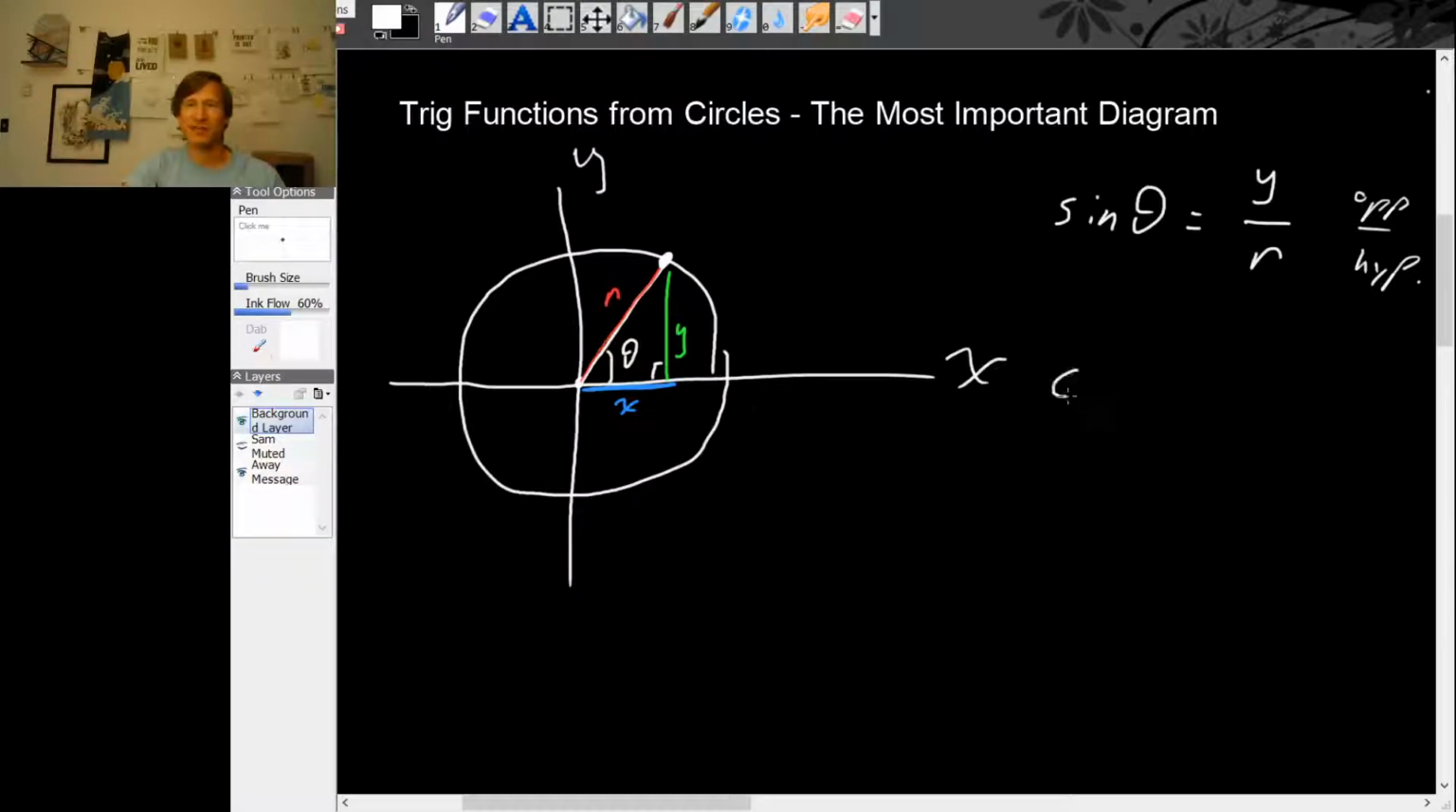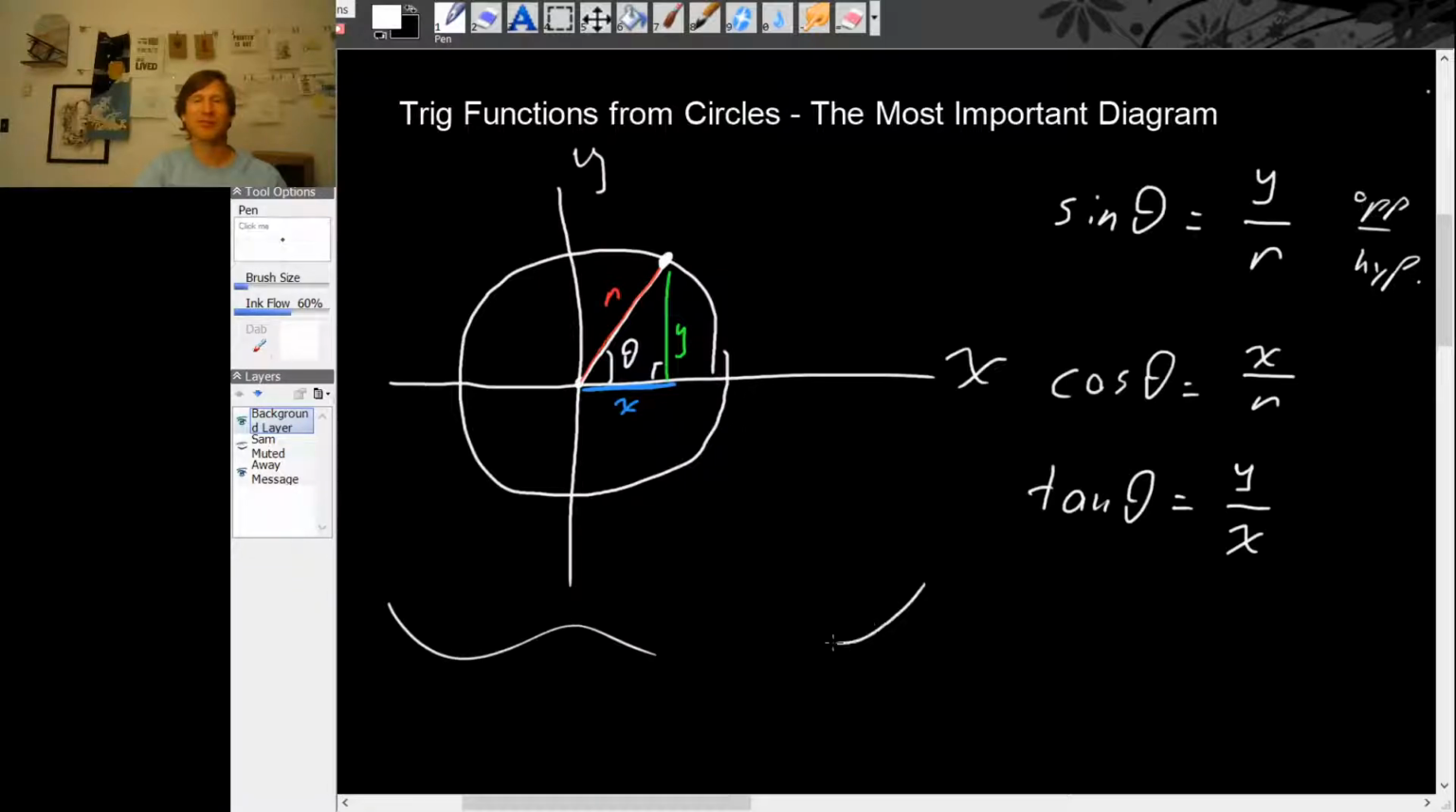Just to define at least two of the other trig functions, cosine theta is the x-coordinate over r, and tangent theta is the y-coordinate over the x-coordinate. All right, since this diagram with this circle can be used to define the trig functions, and it connects the circle way of thinking about trig functions with the right triangle way of thinking about trig functions, I call this diagram the most important diagram in Pre-Calc 2.